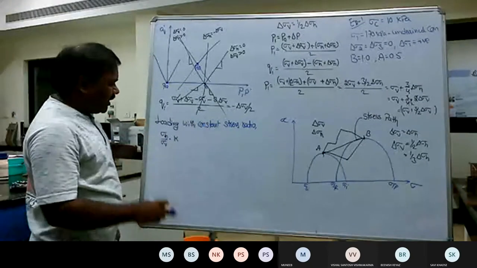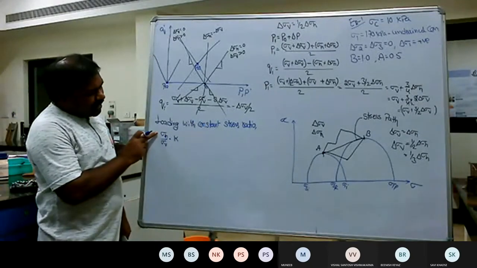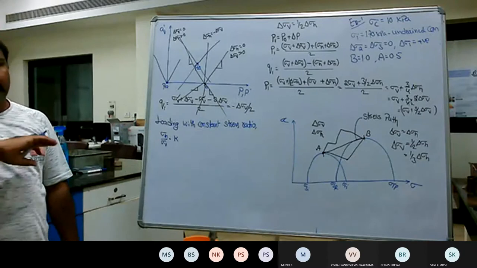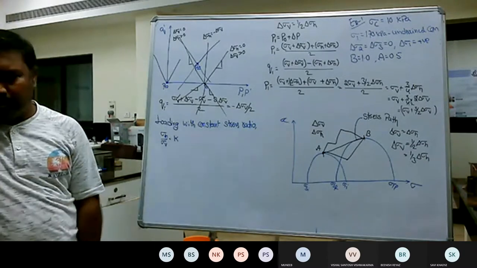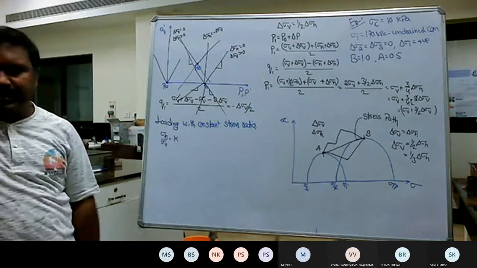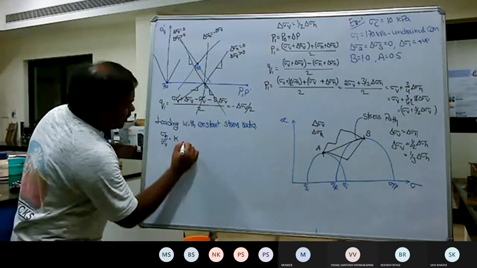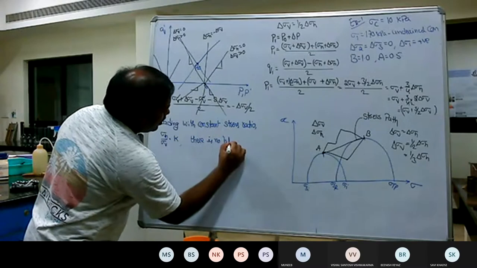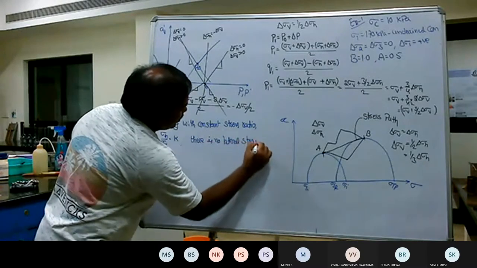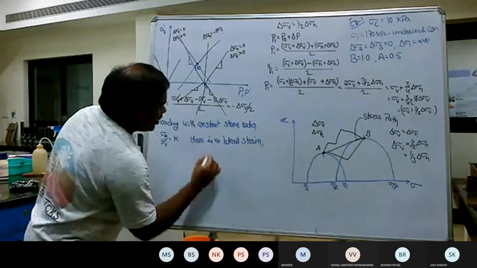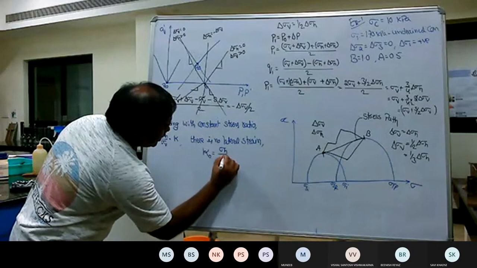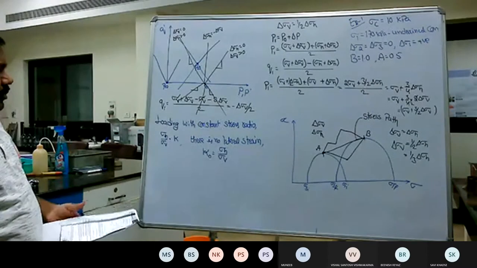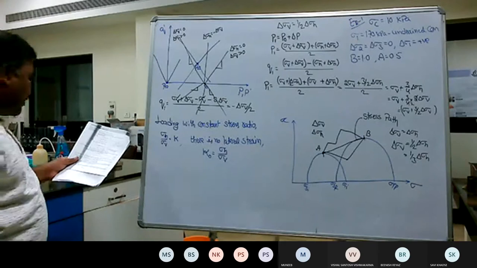Loading with constant stress ratio means the increment of the stress in the lateral direction is proportional to the increment of the stress in the axial direction. The rate of increment remains the same in the vertical as well as in the horizontal direction. So that ratio is represented as K. Now suppose we assume that there is no lateral strain, then that condition is called the K naught condition. This is simply represented as sigma H by sigma V, or the coefficient of lateral pressure at rest.